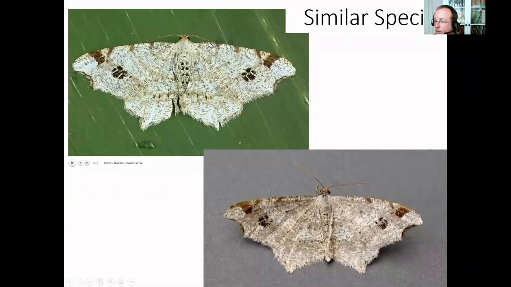I'm not going to be doing this for every confusion species, by the way, because we really would be here all day, or in fact all week. But another pair that is useful to briefly use as an example are the peacock moths. So this is the Peacock. This is Sharp-angled Peacock.